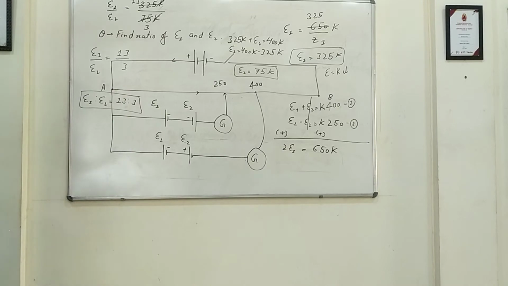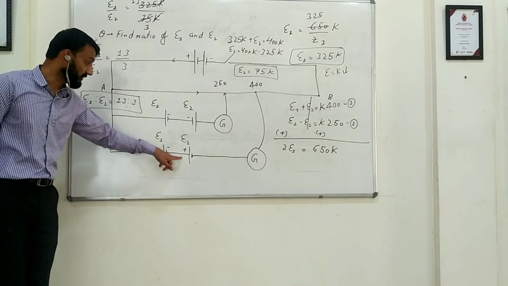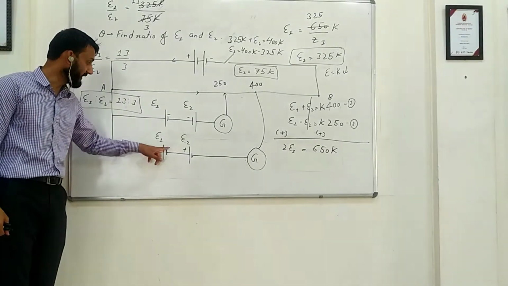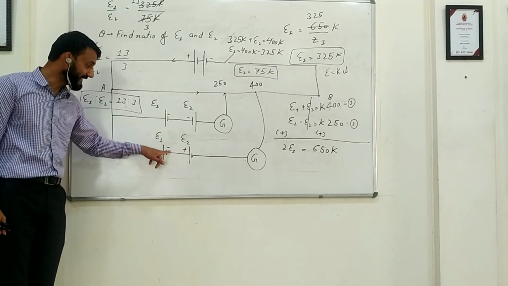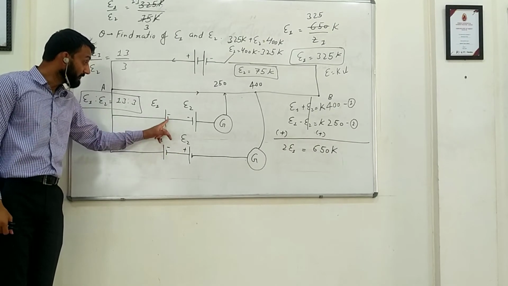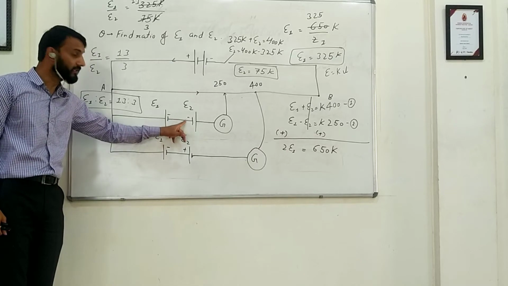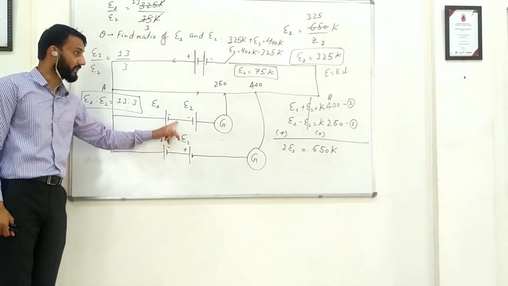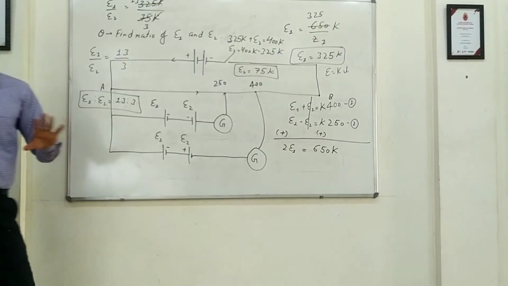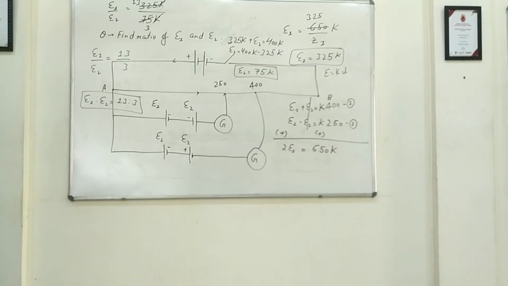So this was the concept where we have also used the series concept of cells. Negative is connected to positive, they are in series, we added them. Why did we subtract here? Because negative is connected to negative. That is why we subtracted them. And then we solved, and then we used the concept of potentiometers. Right? Now let's begin with the third one.